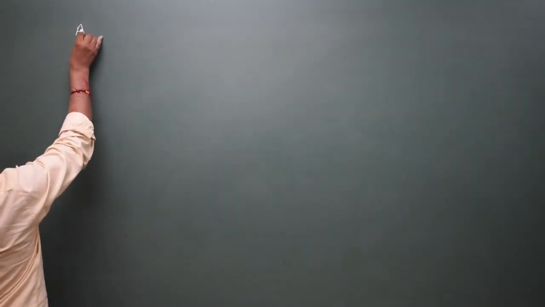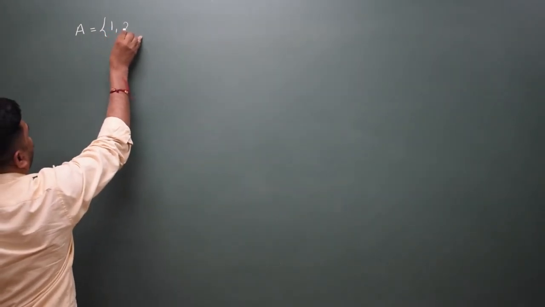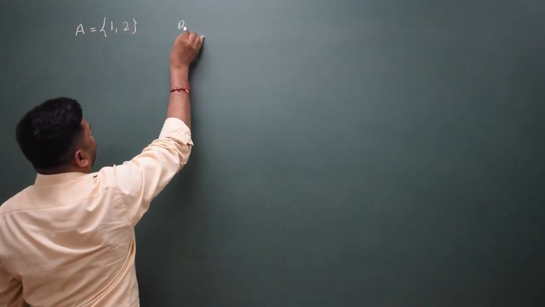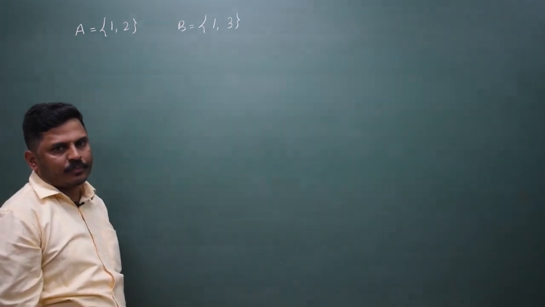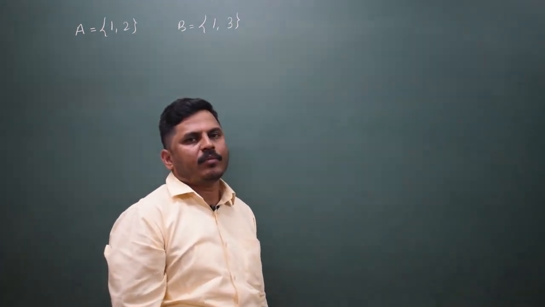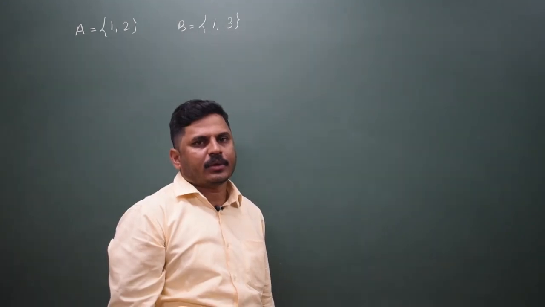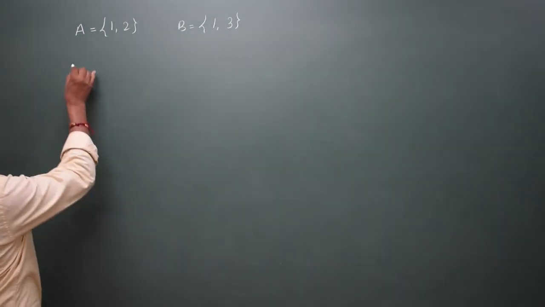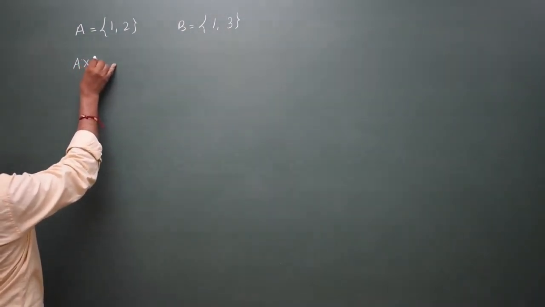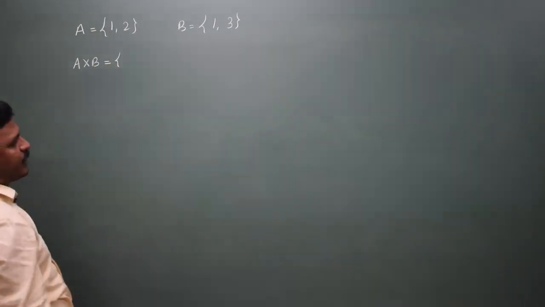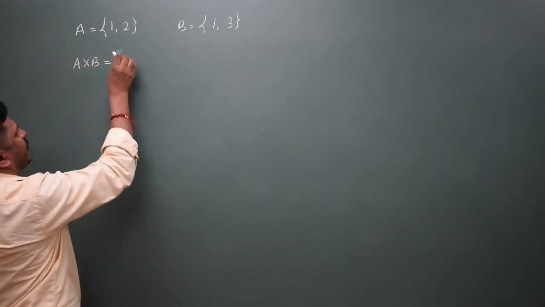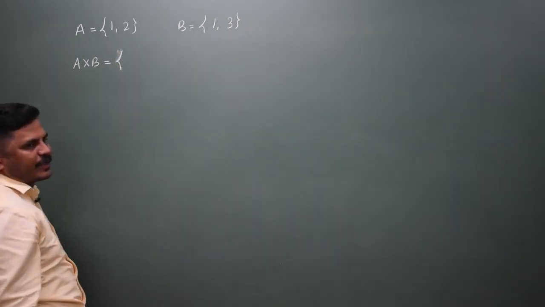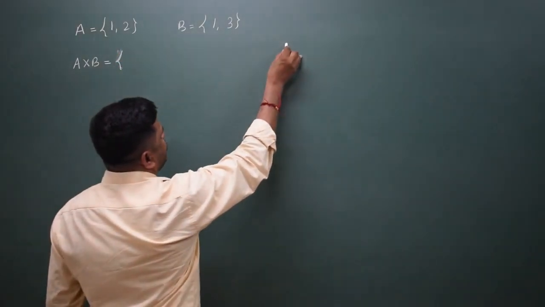Okay, first if I take a set A is equal to say {1, 2}, set B is equal to say {1, 3}. I took set A and set B, both are non-empty sets. So cross product A cross B, read it as A cross B. The cross product is a set.